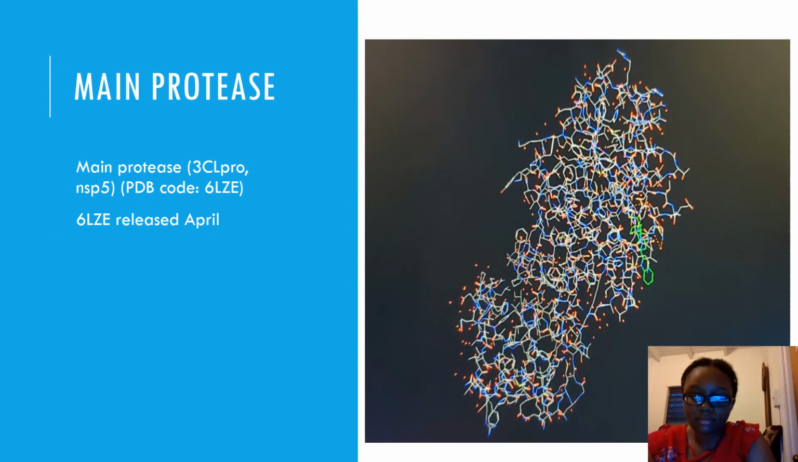So in this slide, this is a figure of the main protease in the molecular docking software that I use, which is the Glide software. And right here is the PDB code, which is the latest version of the main protease that can be put into the molecular docking software.